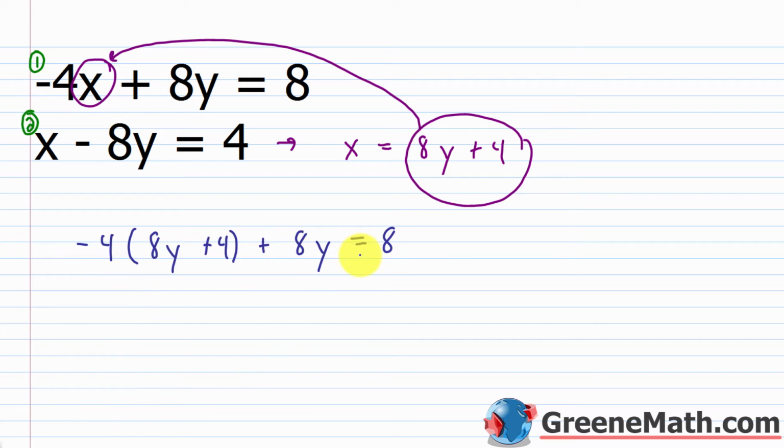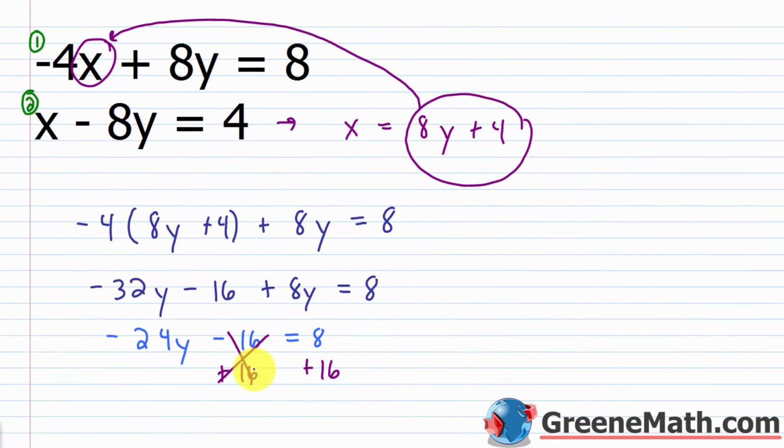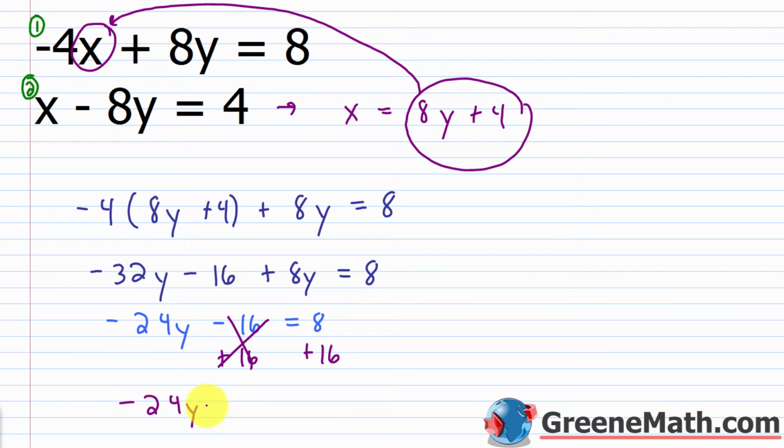So now I have a linear equation in one variable. I'm just going to solve that. Negative 4 times 8y is negative 32y. Negative 4 times 4 is negative 16. Then plus 8y, and this equals 8. Negative 32y plus 8y is going to give me negative 24y. Then minus 16 equals 8. So then I want to add 16 to each side of the equation. This is canceled. I'll have negative 24y is equal to 8 plus 16, which is 24.